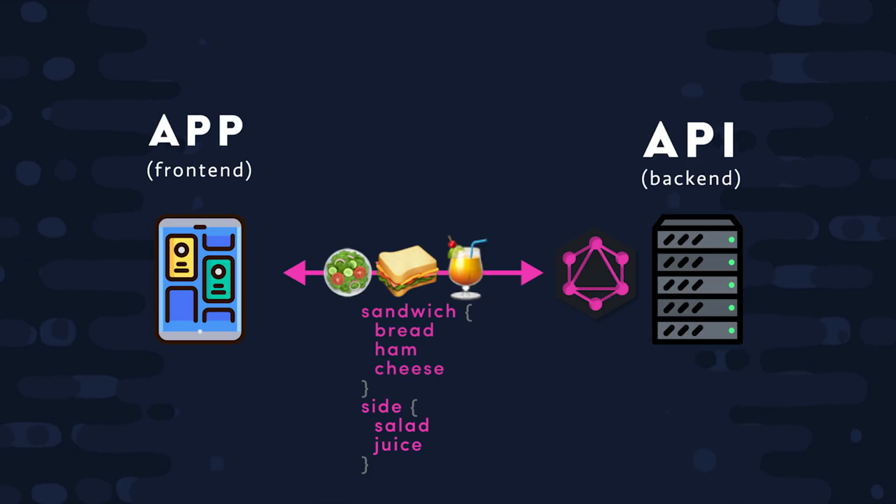Now, let's say we also want to add a side salad and a drink to this query. In GraphQL, it's a simple matter of updating the query, but in REST, we would likely have to make at least two more requests to two different unique URLs to get this data. The beauty of GraphQL is that it simplifies the way you request data from your front-end code.